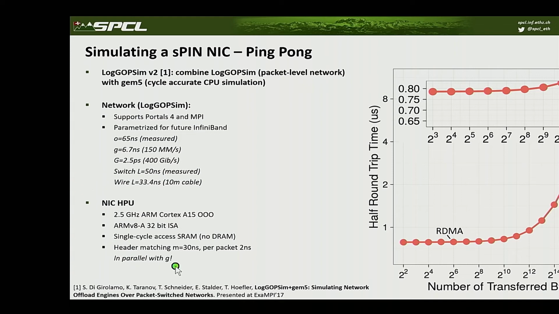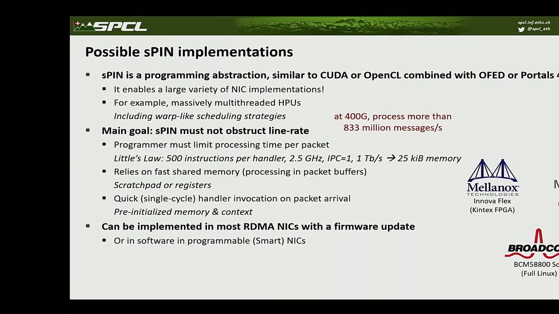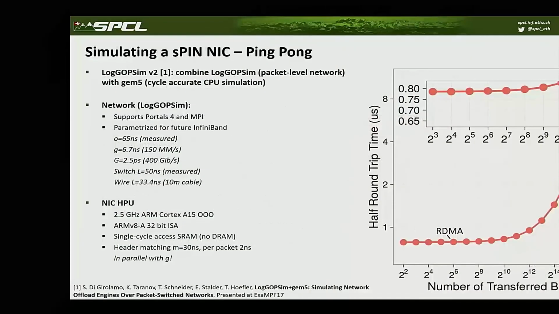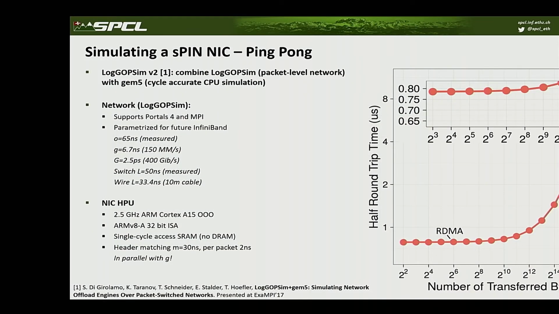And for the processing, we use a 2.5 gigahertz ARM Cortex device. So it's just a standard ARM CPU that you can buy off the shelf, integrated into the NIC. In fact, this is quite close to what the Broadcom NIC is. The Broadcom SoC has an 8-core, pretty beefy ARM CPU on the NIC that you can program quite freely. So it's very similar to that one here. Okay, just to show you again some simulation numbers.